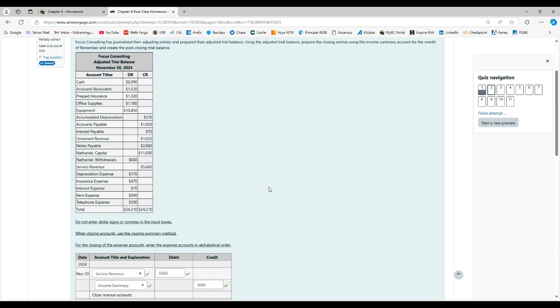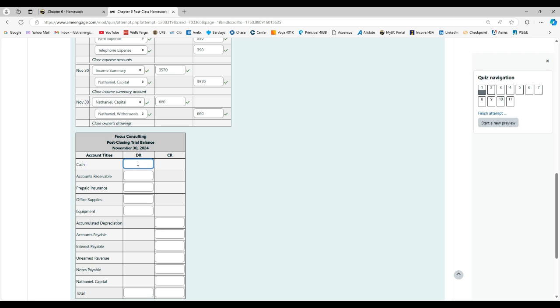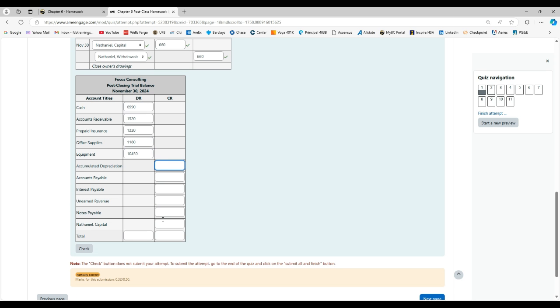Okay, so I'm going to snip this one here. So we've done all the adjustments now. And what we want to do at this point is prepare our closed trial balance. So we just copy down all of the assets and liabilities and all that. Those don't change with the closing entries, right? Those are all already permanent accounts on the balance sheet.